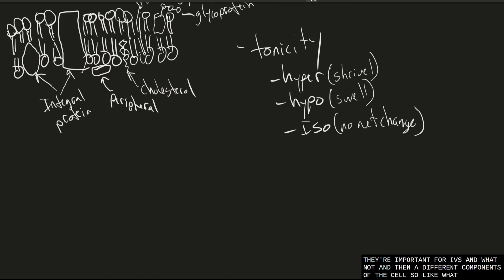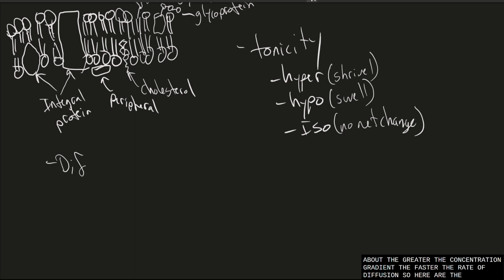And then different components of the cell. So like what a microvilli is, that's where there are projections coming out of the cell to aid in a higher surface area for more absorption of nutrients. Understand diffusion. We talked about all different kinds of diffusion. So remember, it's all about the greater the concentration gradient, the faster the rate of diffusion.